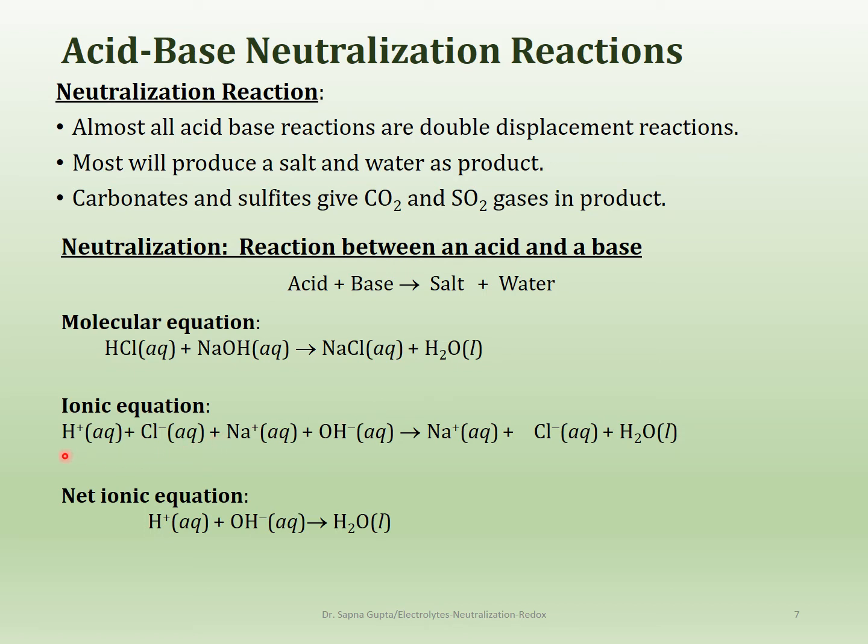We write the ionic equation, which is H+, that's the proton, which HCl has dissociated into, giving H+ and Cl-. Sodium hydroxide gives sodium ion and then hydroxide ion. On the product side, you have the sodium ions, the chloride ions, and of course the water that has not dissociated. So the net ionic equation is H+ plus OH- to give H2O, so protons plus hydroxide to give water. Again, you have to cross out the spectator ions, which are sodium and chloride. These are the spectator ions that we have.